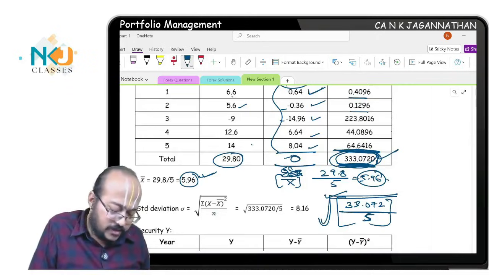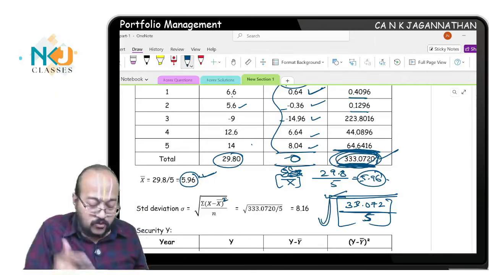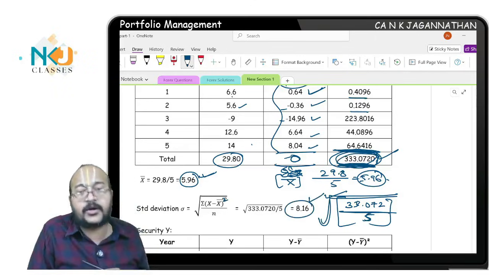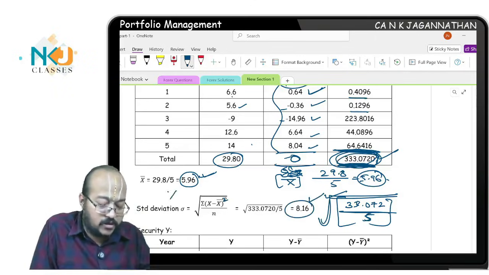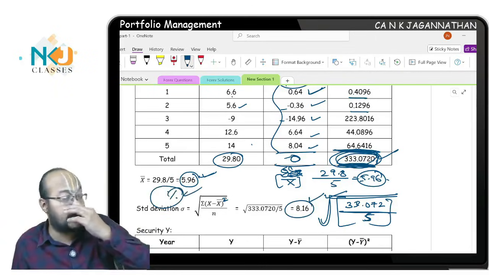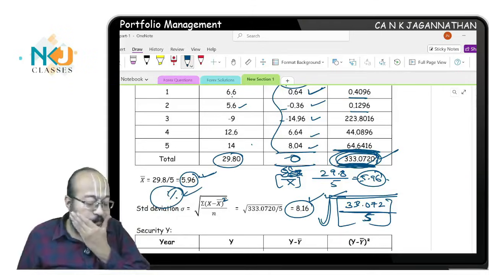How much is the standard deviation? The summation of X minus X bar the whole square is 333.072, which we found in the tabular form. Divided by n, divided by 5, you will get 8.16. Always express standard deviation also in percentage terms, because return is also in percentage terms. Standard deviation is 8.16%.